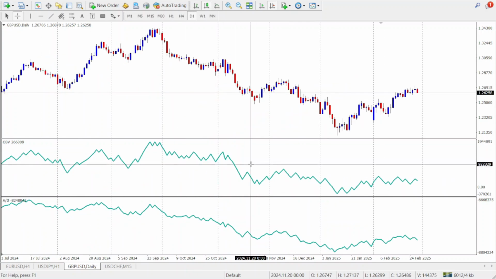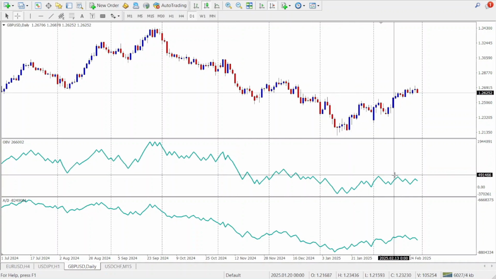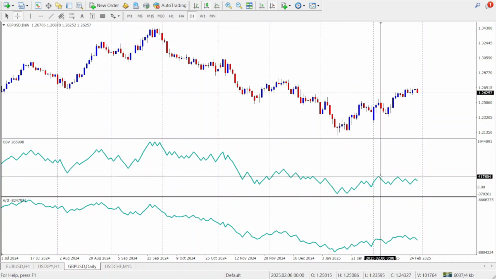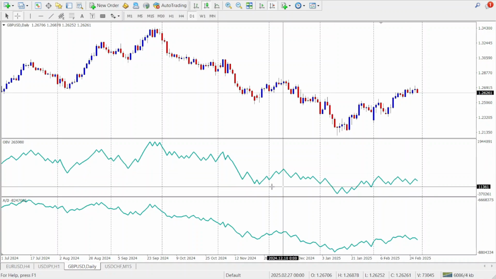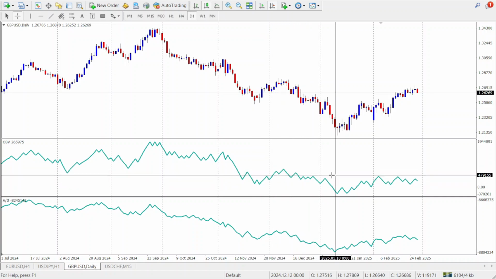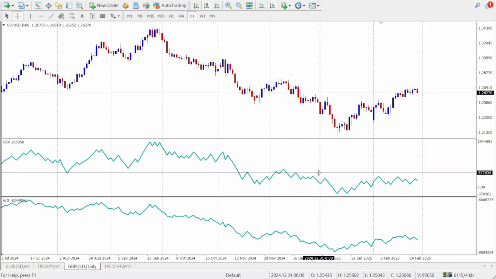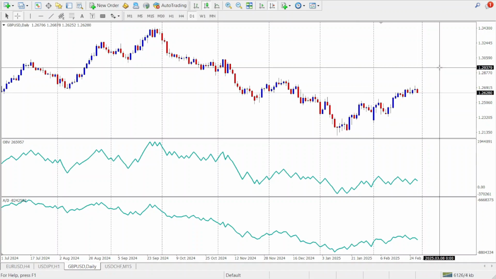You can use the OBV when you need a simple volume-based trend confirmation tool. Also, you can use the OBV when you trade in strong trending markets where volume plays a key role. Also, you can use the OBV when you want to spot divergences early to predict potential reversals.